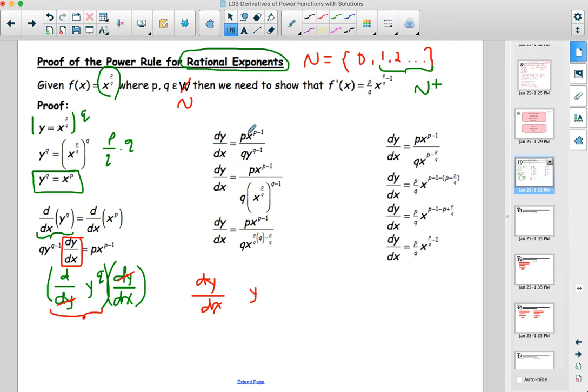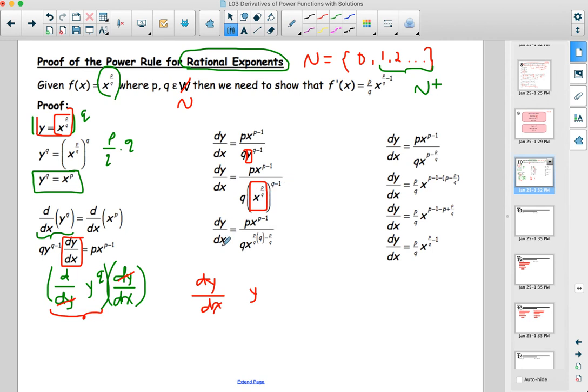So dy by dx is p times x to the p minus 1, all divided by q times y to the q minus 1. Now what am I going to do at this next step? What is y? We know that y is x to the p over q. So I'm now going to replace this with x to the p over q right here. So q, replace the y with x to the p over q, all to the q minus 1.